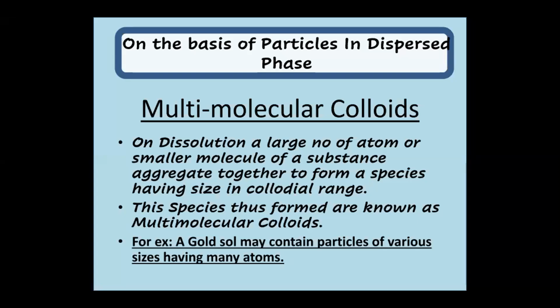Now we classify colloids on the basis of particles dispersed in the phase. First, multimolecular colloids. As we see in the PPT, on dissolution a large number of atoms or smaller molecules of a substance aggregate together to form a species which has a size in the colloidal range. This species thus formed is known as multimolecular colloids.